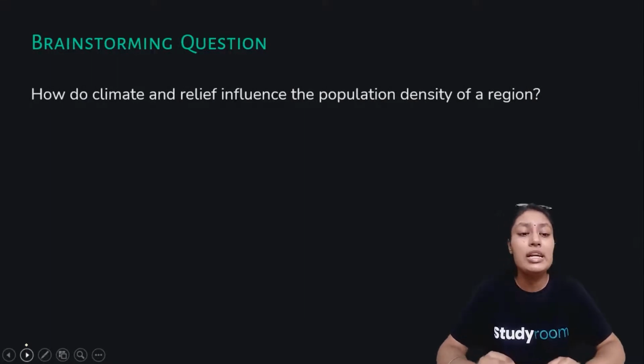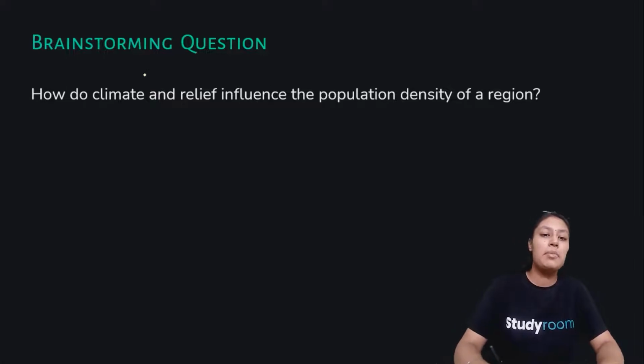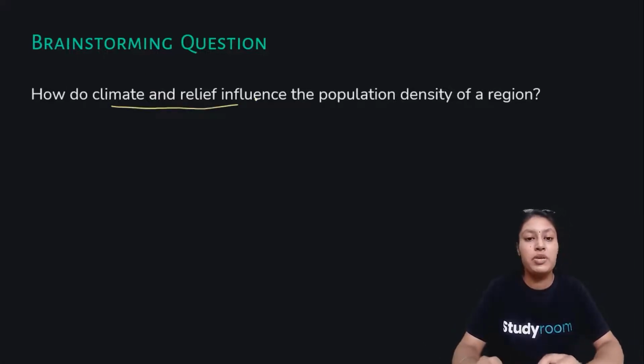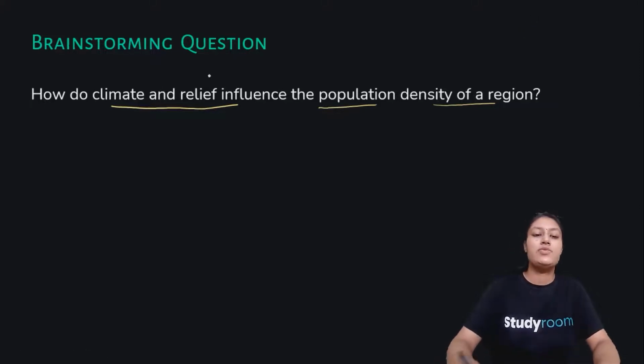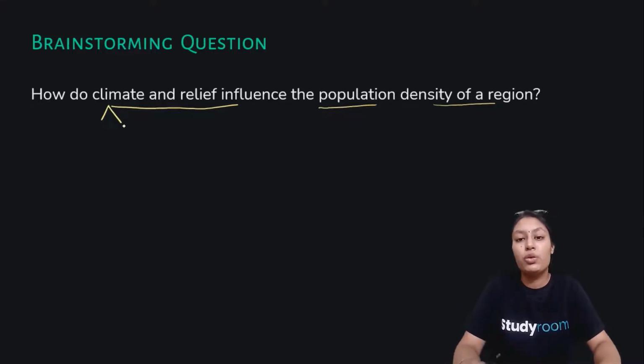Next, let's brainstorm a little. The question is, how do climate and relief, which we have studied in the previous chapter, influence the population density of a region? Do you think climate and relief become a factor that influences population or not? Put a little stress on your brain and find out what could be the reason. Well, obviously, as we have studied as well, climate becomes a very important factor. If the climate is favorable to the people, if it's comfortable for human survival, then only will population go there and establish themselves and start living. Okay, if the climate is favorable, only then.